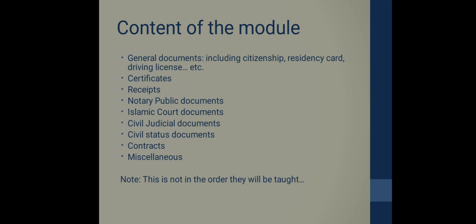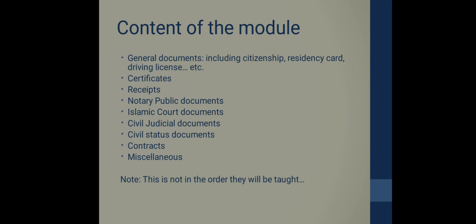Next are the civil judicial documents. Before I talk about civil judicial documents, Islamic court documents are documents like marriage documents. Yeah, sorry, marriage contract, or maybe let's say a divorce contract. Sorry, not a contract, a divorce document. Yeah, because it's not a contract anymore. Contract is between two people and more. Anything that is related to Islamic law. So those are some of the documents that we'll learn how to translate.